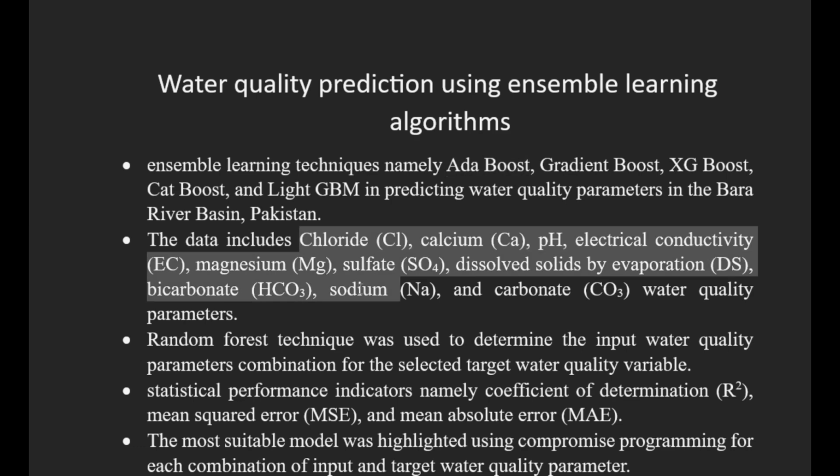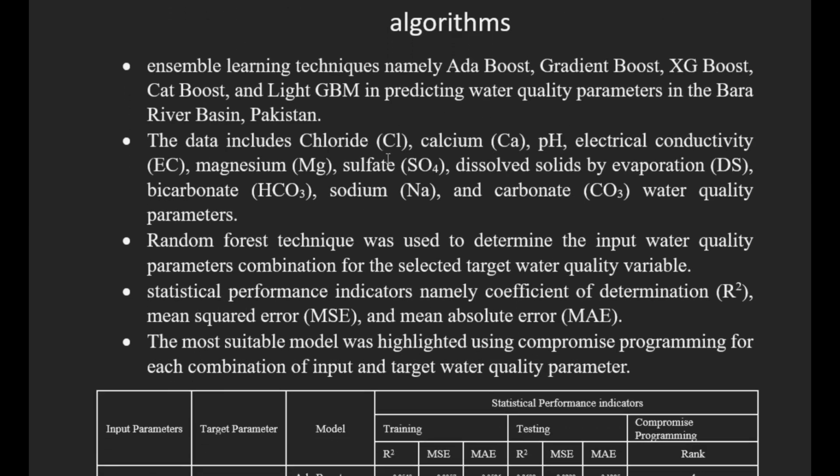These are the water quality parameters which I have used for my research purpose: chloride, calcium, pH, electrical conductivity, magnesium, sulfate, dissolved solids, HCO3, sodium, carbonate. Among these parameters, each one is selected time by time as a target variable, and the remaining parameters were selected as input variables. Among these parameters, one is selected as the target variable while the rest were used as input variables.